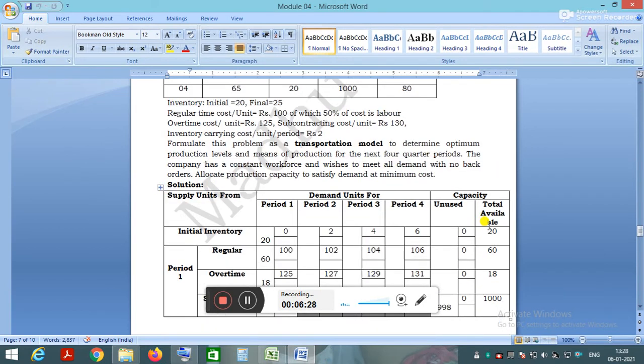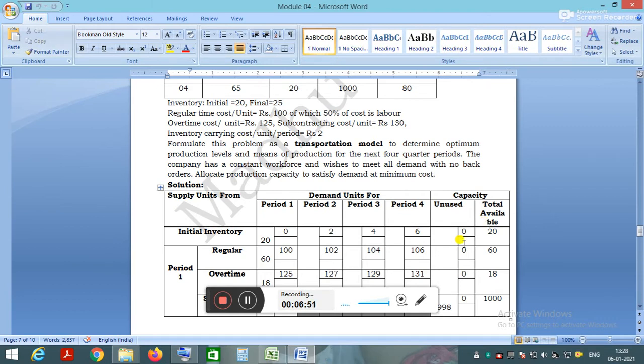Transportation model is a technique which is followed in the aggregate planning so that the demand can be met at the minimum cost. Okay, in the transportation model we prepare a table which consists of all supply and demand quantities.